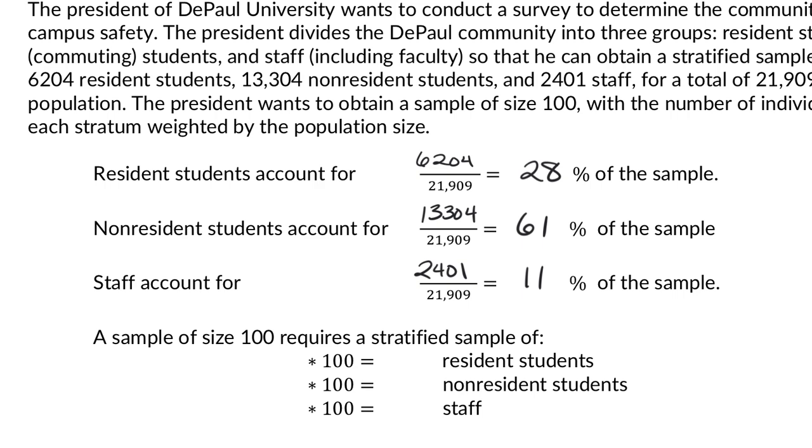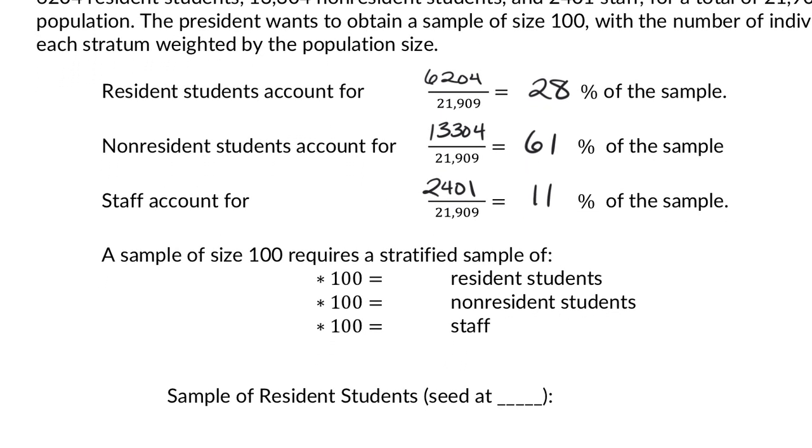So if we want a sample size of 100 people in total, that means from each group I'm going to need to pull a certain percentage. So I'm going to multiply 0.28 times 100, which is 28 residents, 0.61 times 100, which is 61 non-residents, and 0.11 times 100, which is 11 staff members. These happen to be nice and neat numbers because we picked a sample size of 100. I'm leaving the math there so that you can see what you can do later.